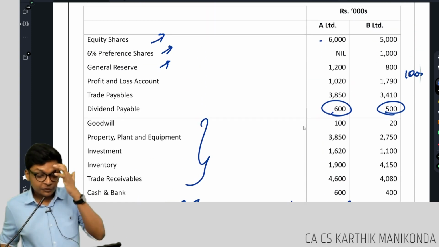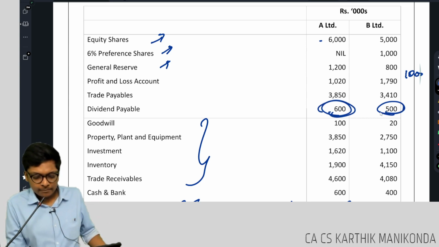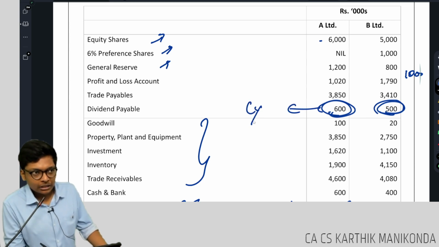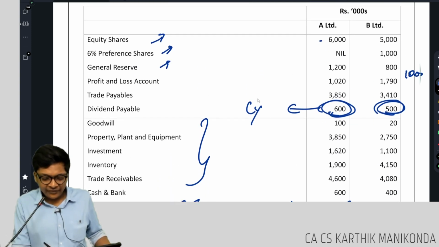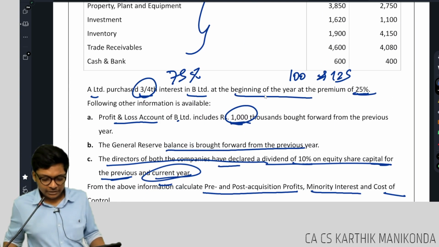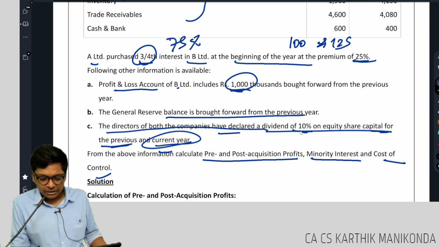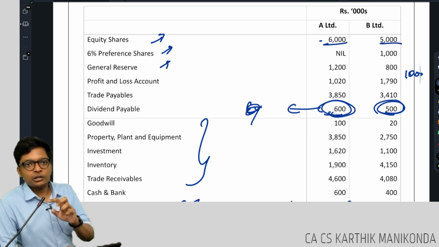So, okay. What Rushmita is saying is that the previous year is already this 6. So, this 600 and 500 belongs to... No. See, the company has declared for both previous and current year. So, this 600, 500 is what? No, how can it comprise both previous and current year? If it did, then mathematically it should tally up. 10% on equity shares means 10% on this, which should be 1,200 and 1,000.